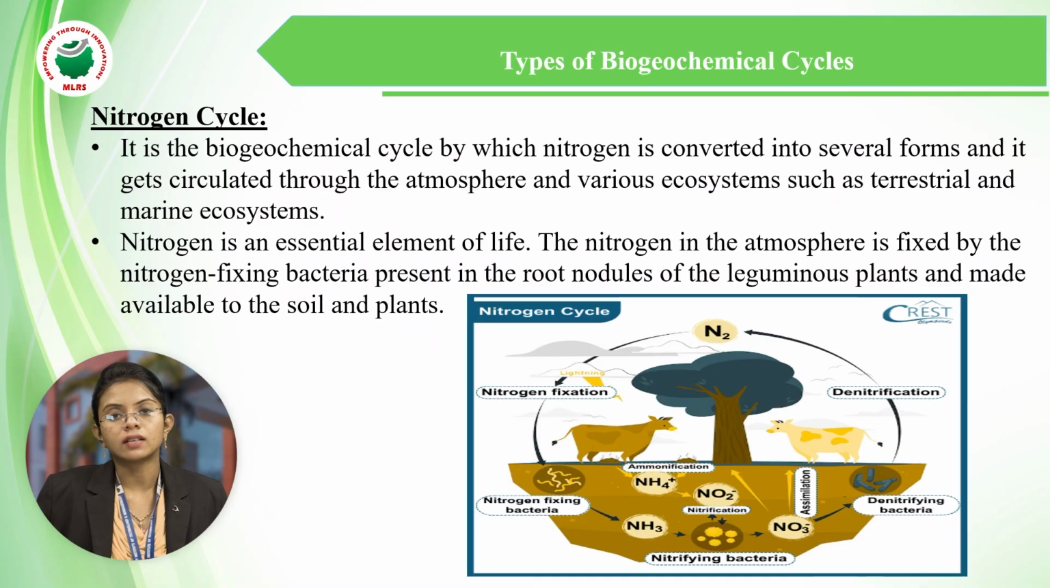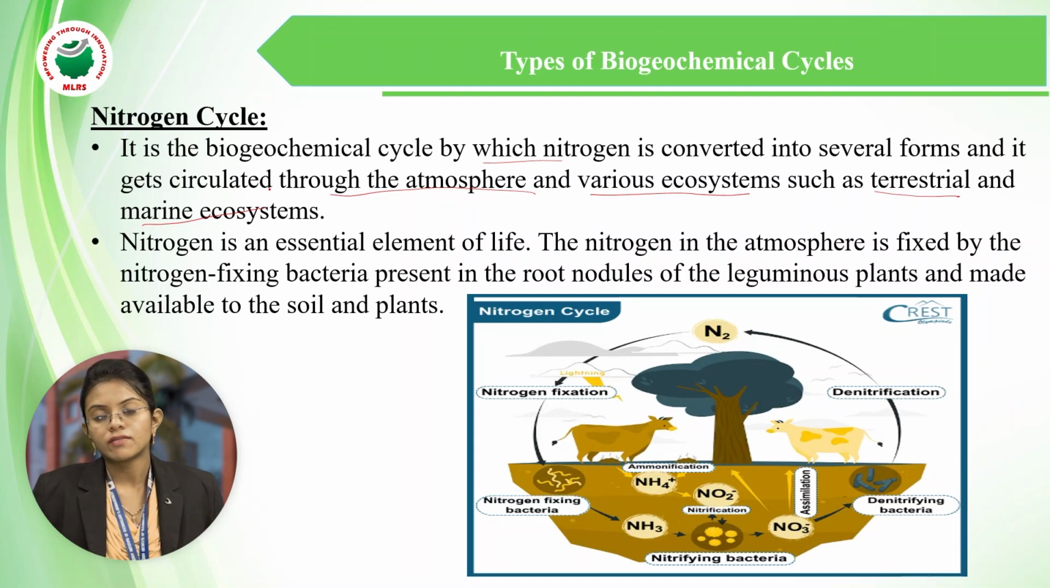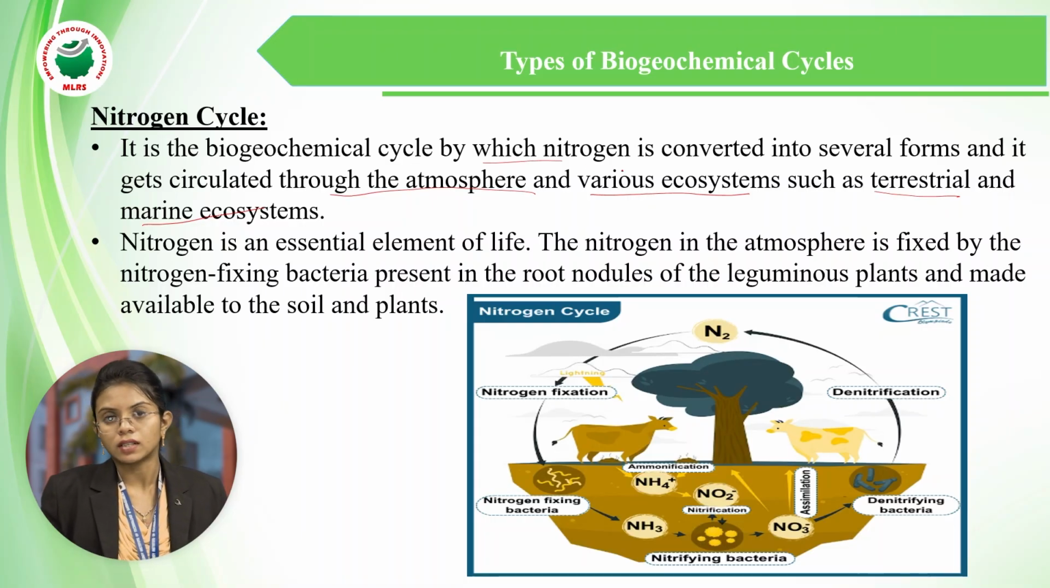And the next type of cycle is the nitrogen cycle, and it is also a gaseous cycle under the biogeochemical cycles. Nitrogen is converted into several forms and it gets circulated through the atmosphere and various ecosystems such as terrestrial and marine ecosystems. We have studied these two terms under classification. Terrestrial is land and marine is aquatic, or water. So nitrogen is converted into several forms and circulated in the atmosphere through the terrestrial and marine ecosystems.